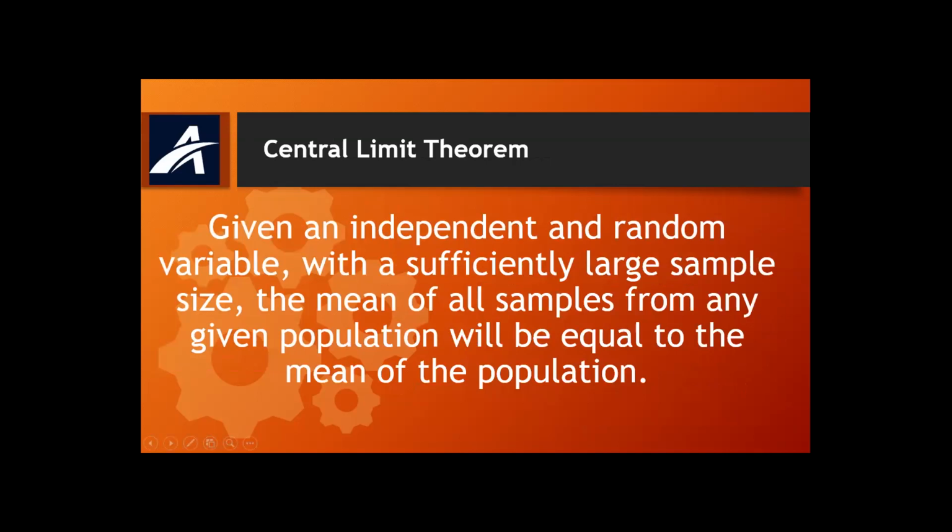Yeah. So if you allow me just to read what was there, though I've already explained it: given an independent and random variable with a sufficiently large sample size, the mean of all samples from any given population will be equal to the mean of the population. So if you derive 4 samples from a population and calculate some measures, for instance, like the mean, the difference should be insignificant. So that is the anchor of central limit theorem.